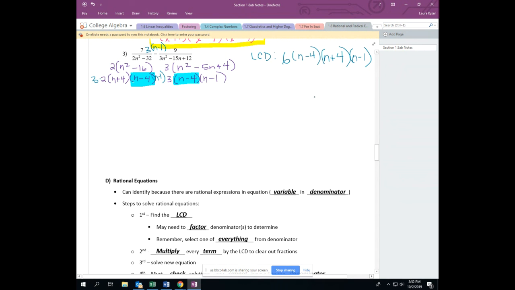On the right-hand side, I do something similar, except this time I have a 3. So I'm comparing a 3 with the 6, and I need to bring in a 2. And for the binomials, I have the minus 4 and the minus 1. So these two here, I'm missing, nope, these two here. I'm missing the plus 4 in the middle, so let's bring that as well.